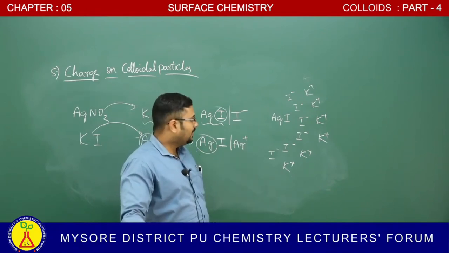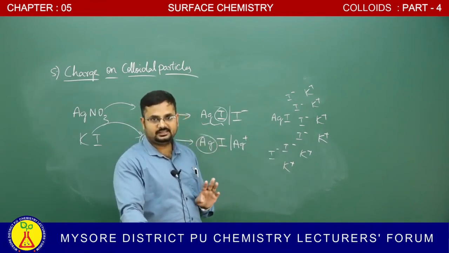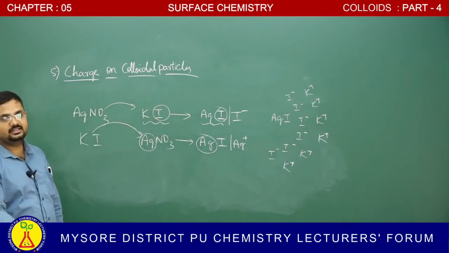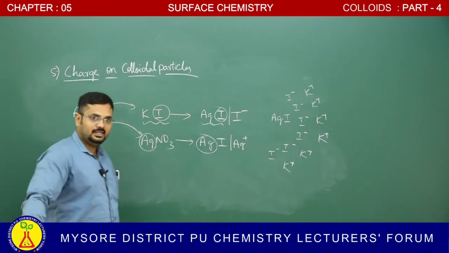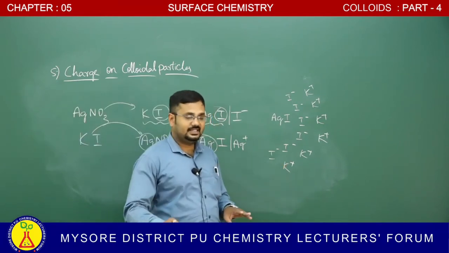Okay. So there is a formation of two layers here. This we call the Helmholtz double layer. This is also called the Helmholtz double layer. And this mobile layer we also call the diffused layer. What is this?